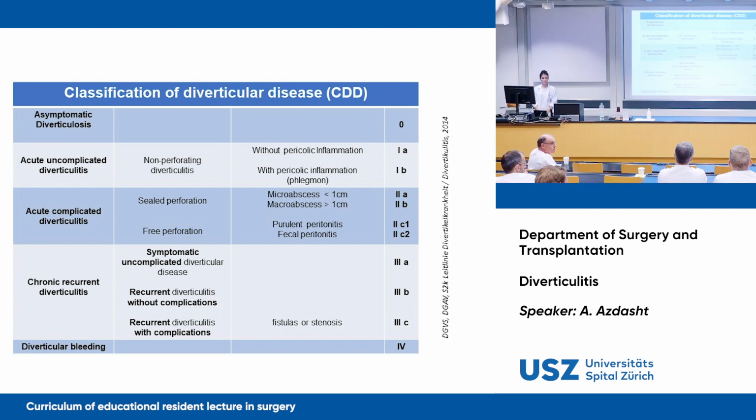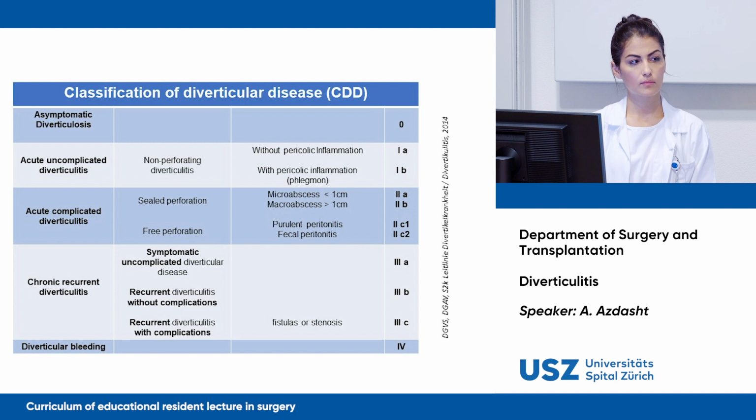Thank you, very nice presentation. I have a question regarding the perforated diverticulitis. You said that it's most commonly at the first episode, and I understand that perforated and uncomplicated diverticulitis maybe have a different pathogenesis. So how frequent is a perforated diverticulitis after having had an uncomplicated diverticulitis?